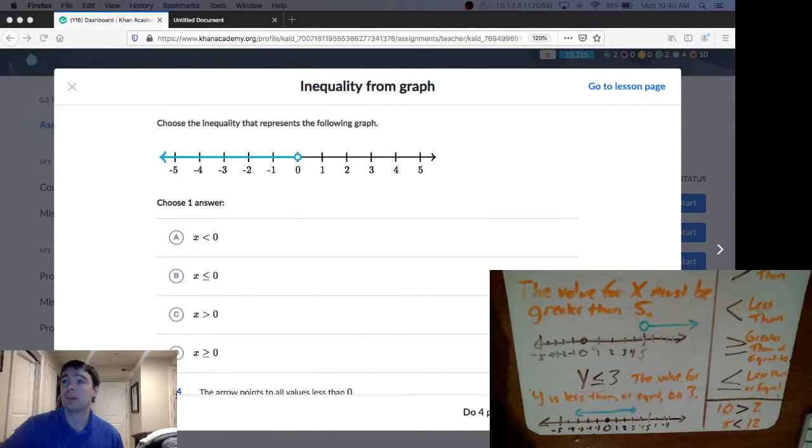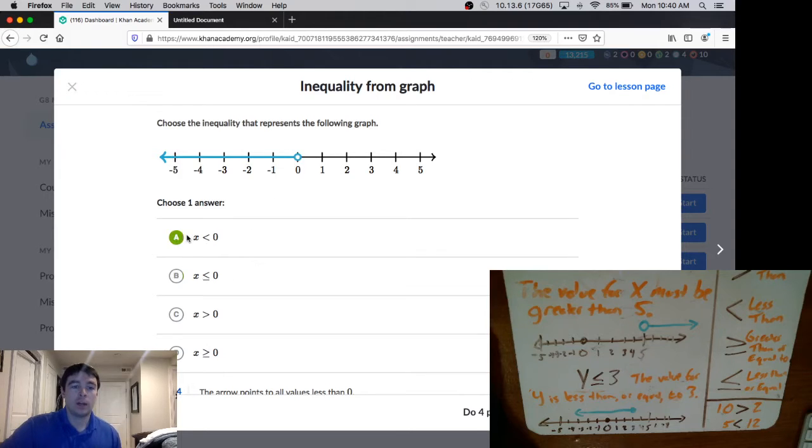For this assignment, they're going to be providing us with a graph on a number line of the inequality, and they ask us to come up with the inequality statement. For the first example, you see where my mouse is, there's an open circle over the 0 and the blue line goes to the left. That means x's value could be anything less than 0. Because it's an open dot, I'm going to pick A, x is less than 0. If it were going to be B, we would see a closed dot there.